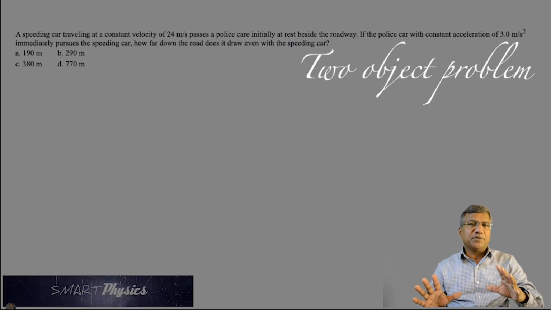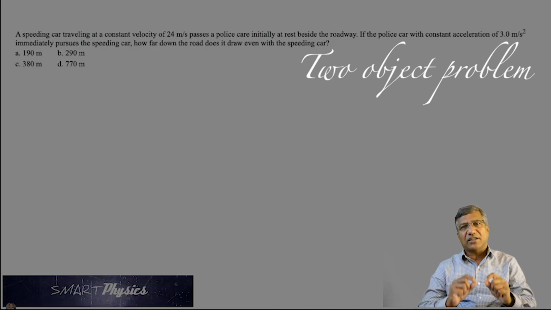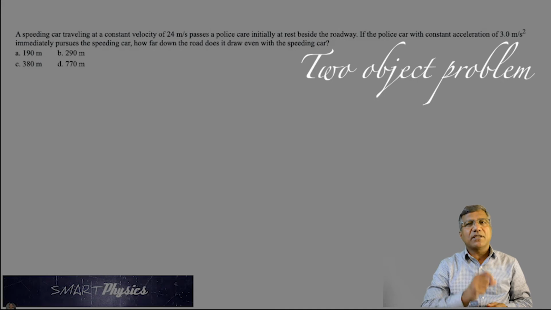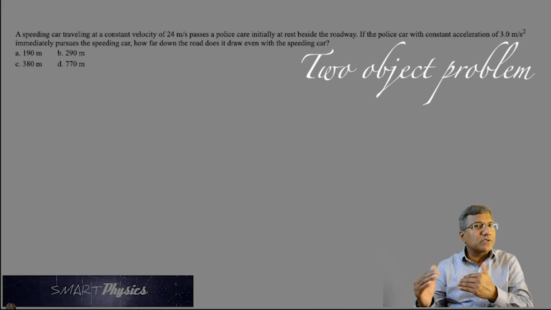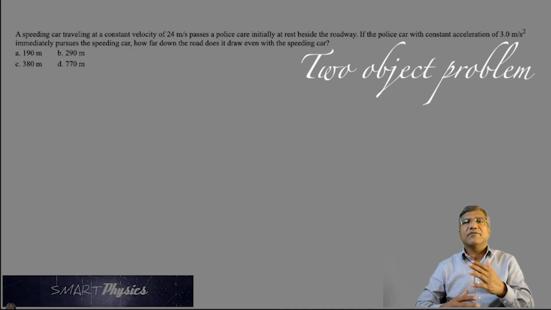So now you have two objects. One is the speeding car, the other is the police car. Now the speeding car is moving at a constant velocity, isn't it? So we can use that cute little equation because it's moving at constant velocity. The police car was initially at rest and then accelerates. So we cannot apply the cute equation. We got to use the equations that involve acceleration.